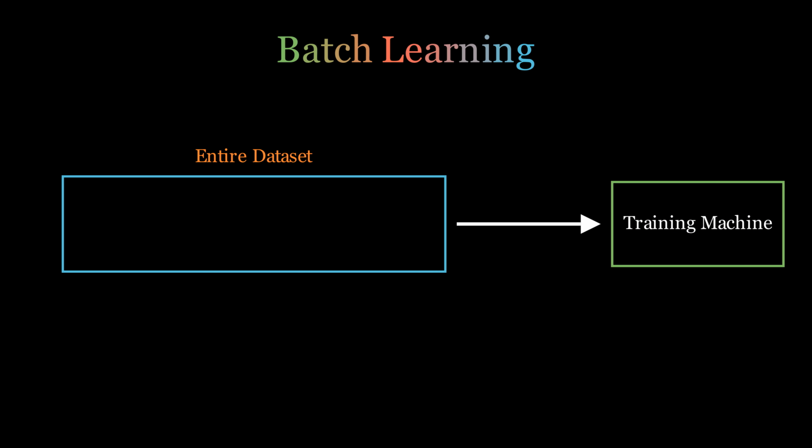As we see here, the entire dataset is moved into the training machine for a one-time processing. This process is computationally intensive but ensures the training machine processes all data in a single step. Once the training process is complete, the training machine outputs a trained model, ready for deployment.